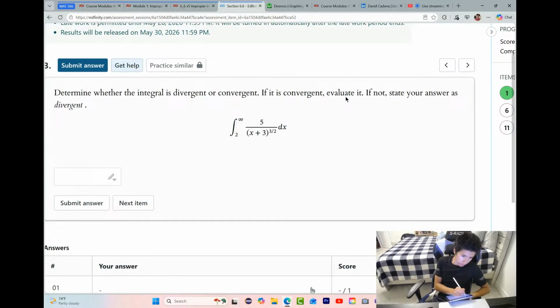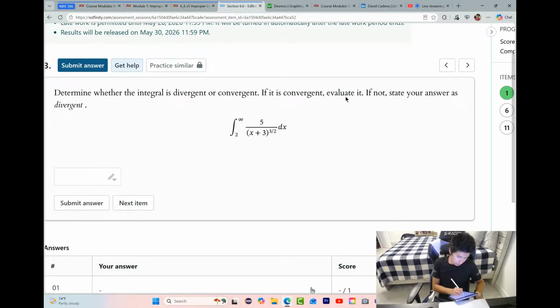5 over x plus 3 to the power of 3 over 2 dx. So get rid of that 5. In fact, sorry, this equals the limit as t tends to infinity of 5 times the integral from 2 to t of 1 over x plus 3 to the power of 3 over 2 dx. So first we'll do u substitution. u equals x plus 3, and therefore du will equal dx.